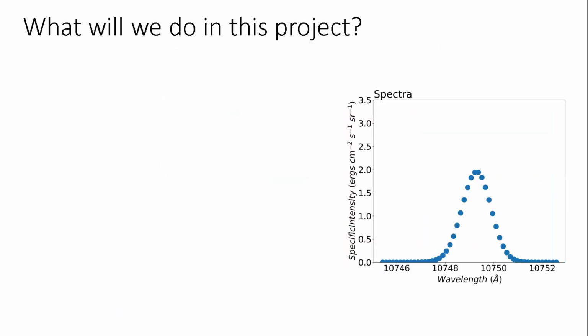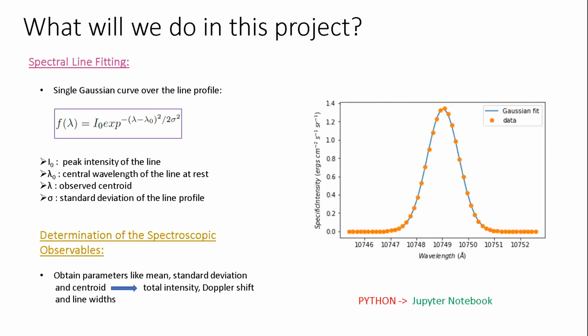What we will do in this project is that you will be given a spectrum, and luckily it's a simulated spectrum, free from noise. It's a simulated spectrum of a coronal emission line, Iron 13. You have to do spectral line fitting, Gaussian fitting, over this data, and then obtain parameters like mean, standard deviation, and centroid, which will be helpful in finding total intensity, Doppler shift, and line widths. And you will learn how you can find them.